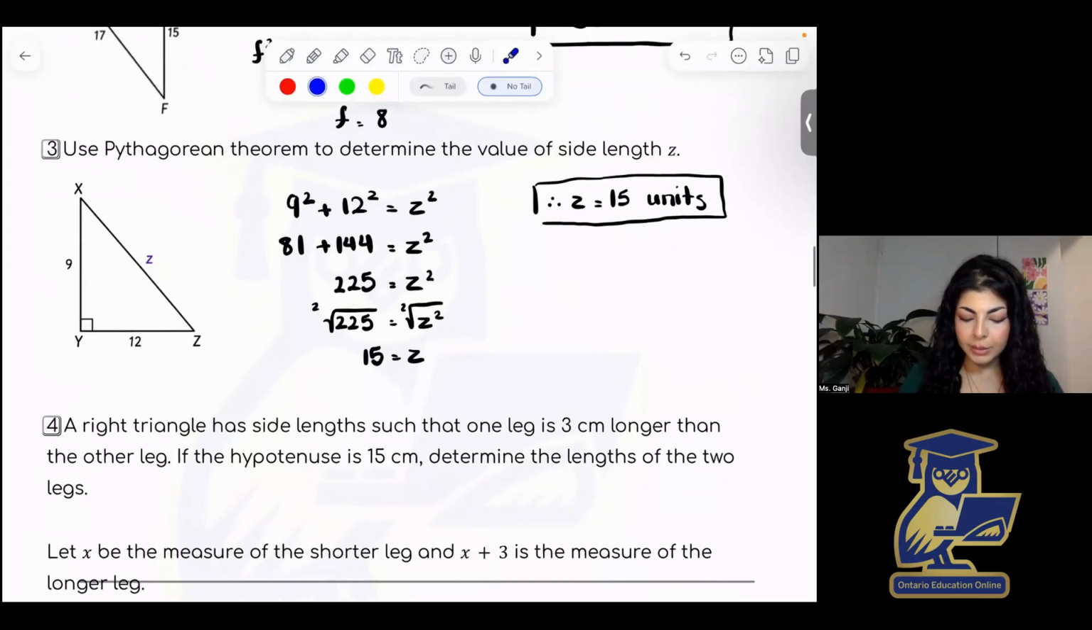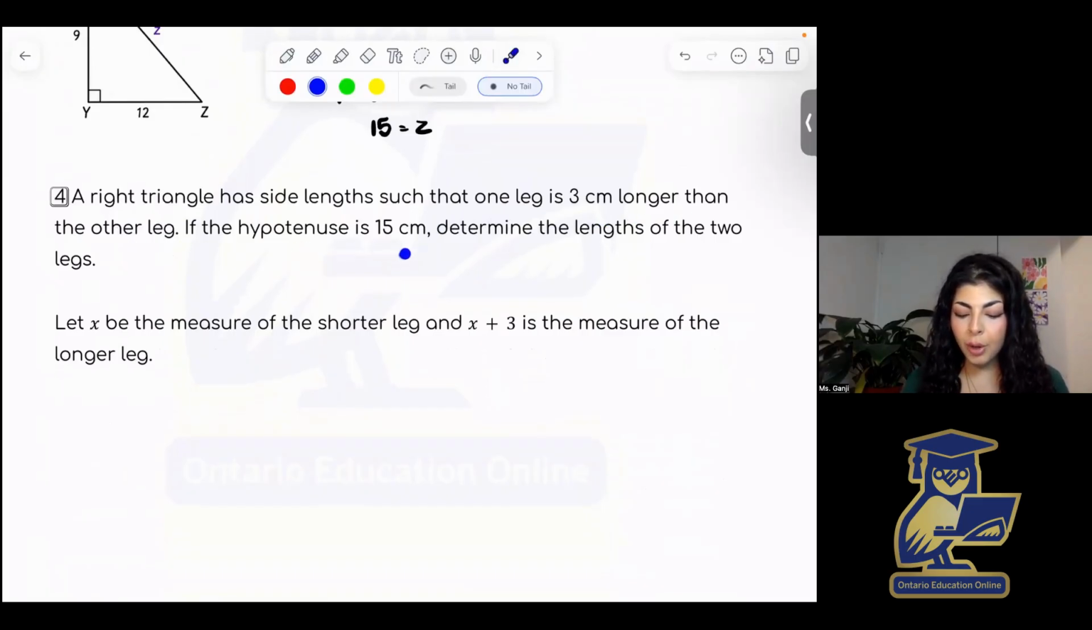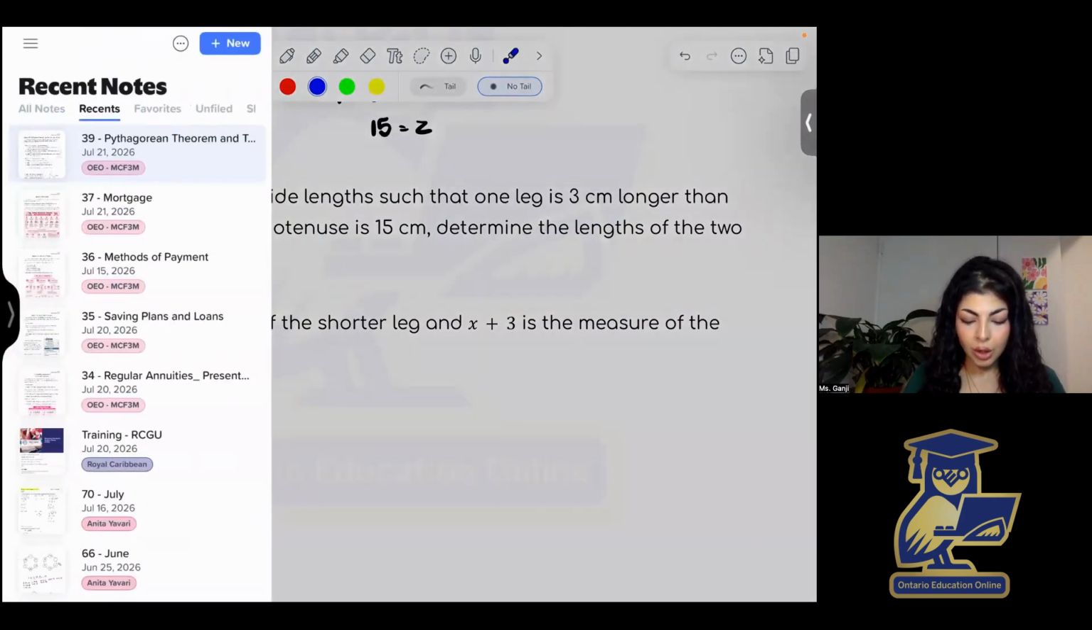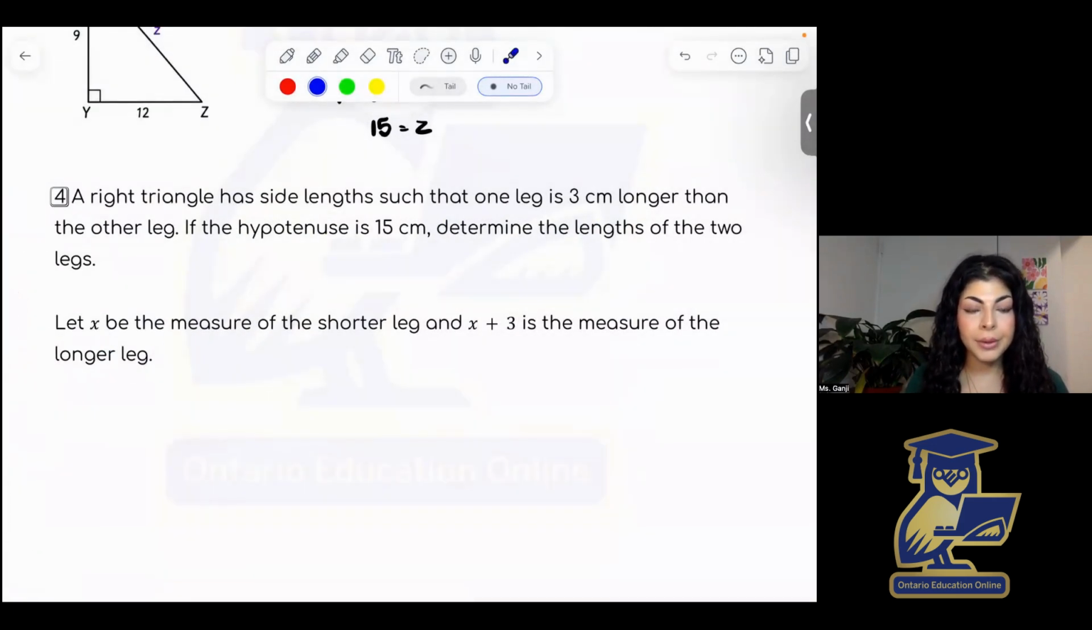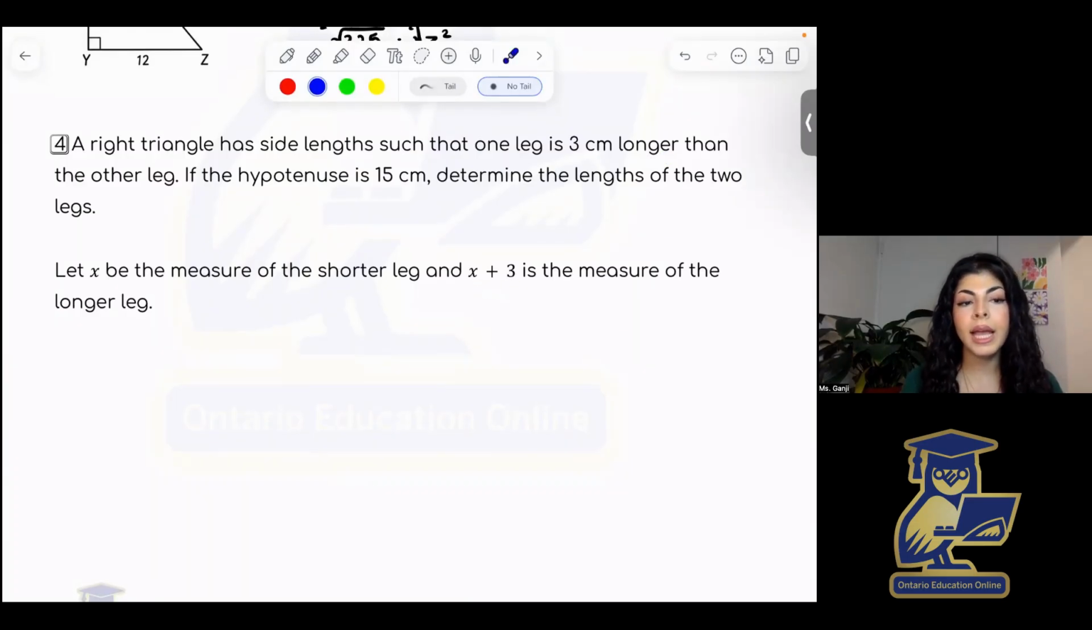Now, for our next problem, we are told that a right triangle has side lengths such that one leg is 3 centimeters longer than the other leg. If the hypotenuse is 15 centimeters, determine the length of the two legs. So here's my let statement right here. So let x be the measure of the shorter leg, and because the longer leg is 3 centimeters longer, then we can write x plus 3 as the measure of the longer leg.